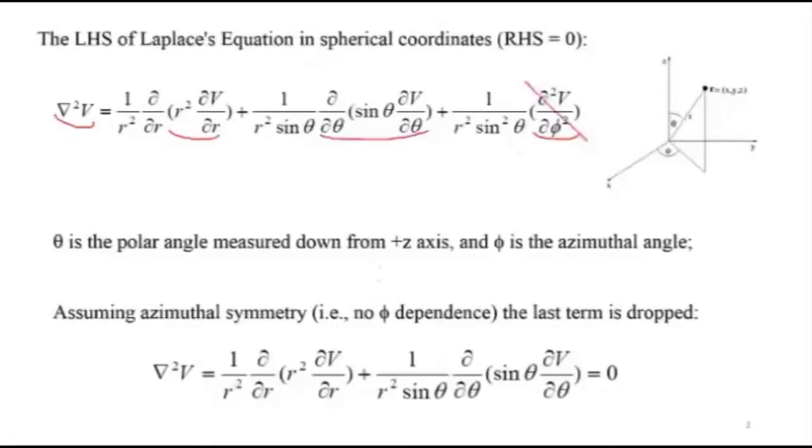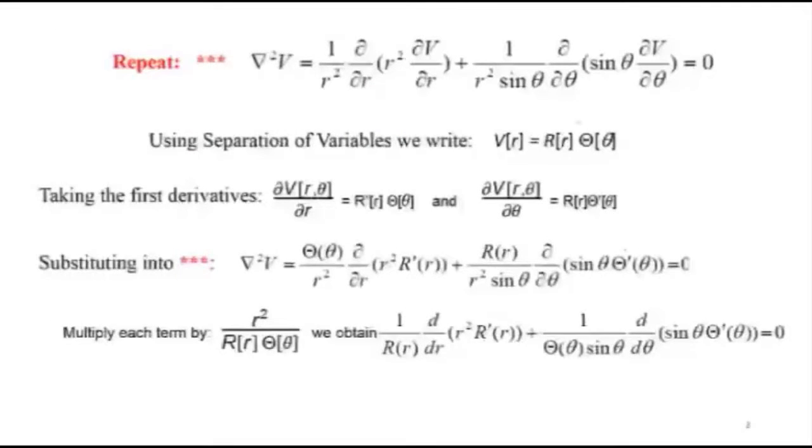So down here we have then the Laplacian with respect to V is the r-dependent term in terms of derivatives and the theta derivative term, and that equals 0. Given the equation here, we're going to use separation of variables. So we're going to assume that the potential can be written as a function of r, a function of theta, and this should be V of r comma theta because it depends on both r and theta. Taking the first derivatives, the derivative with respect to r gives us R prime times capital Theta, and the derivative of V with respect to theta will just be R times capital Theta prime.